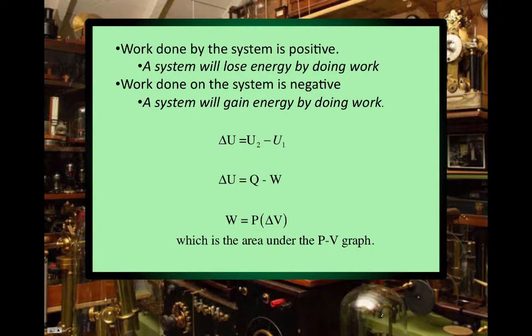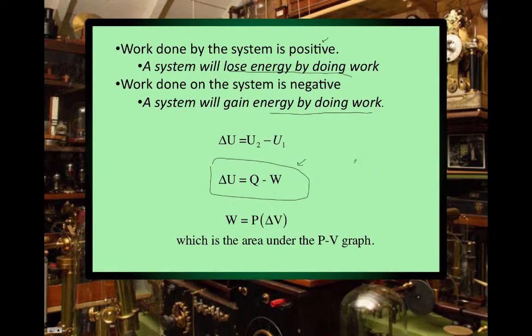The work done by the system is always considered to be positive. Okay, so we've got that equation down there of delta U equals Q minus W. That's that second equation right here. And if the system does work, that work is positive, and we're taking that energy required to do the work away from the system. So a system will lose energy by doing work, and that's a result of that convention. Work done on the system is negative, and a system will gain energy from work done on it.